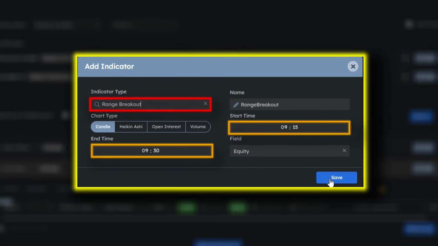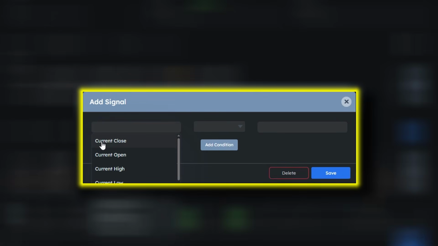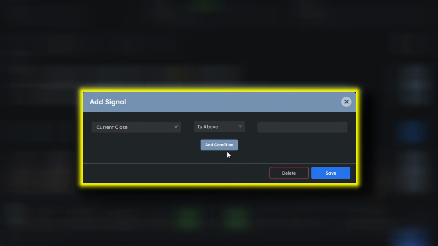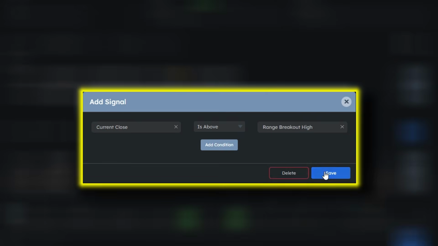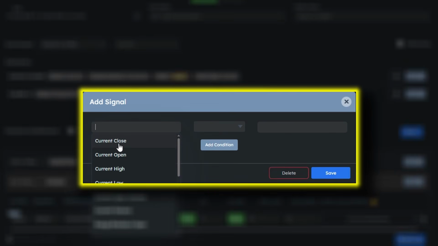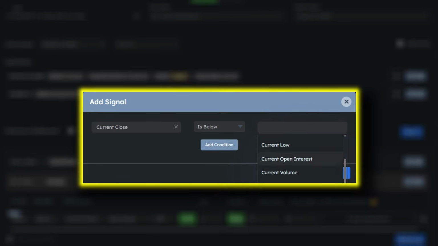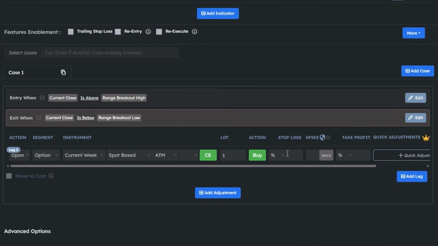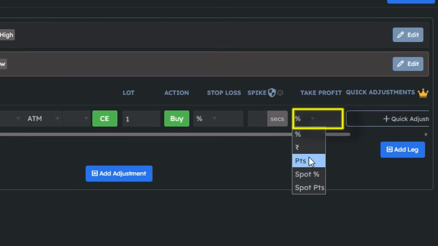Now let's set up the entry and exit condition for our first case. For entry, choose current close is above range breakout high. For exit, select current close is below range breakout low. We will leave the leg rule as call buy and set the take profit to 20 points.